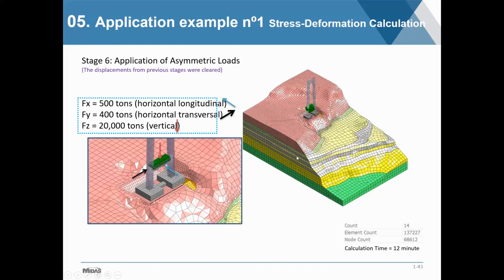To point out, this model in Midas has a count of, sorry, 140,000 elements. More accurately, it's 137,000 elements and about 68,000 nodes, and it took 12.